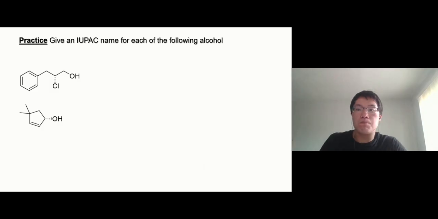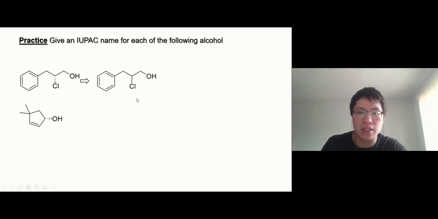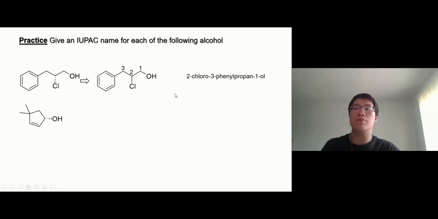Okay, let's practice together right here. Look at this stereochemistry. We just ignore it for now. I usually just ignore it, make things easy. So now let's count the parent chain: 1, 2, and 3. Alcohol has to have the lowest number. We have a chloro at position 2, so 2-chloro. A phenyl group at position 3, so 3-phenyl. And alcohol at position 1. This is a 3 carbon chain, so propanol. Propane-1-ol. So 2-chloro-3-phenylpropanol. You can omit 1, it's fine.